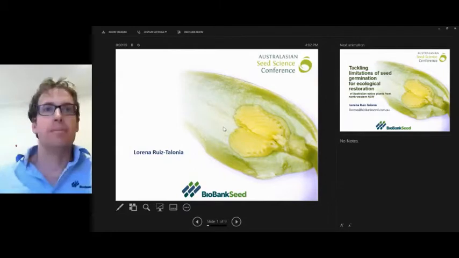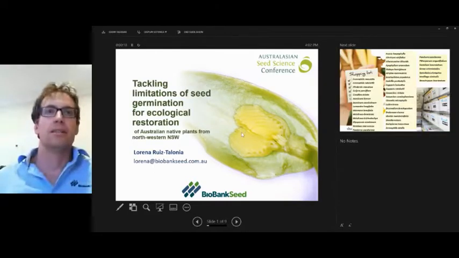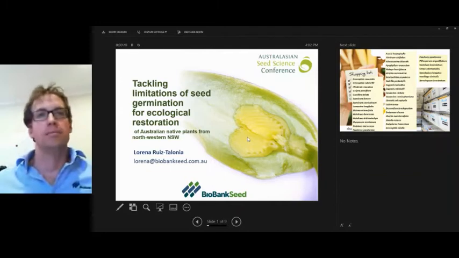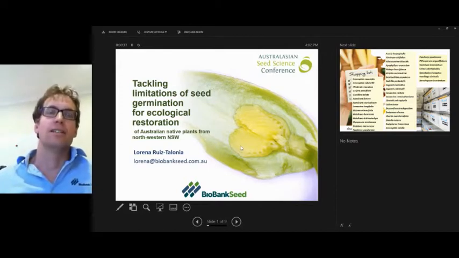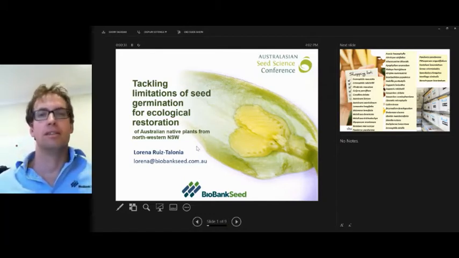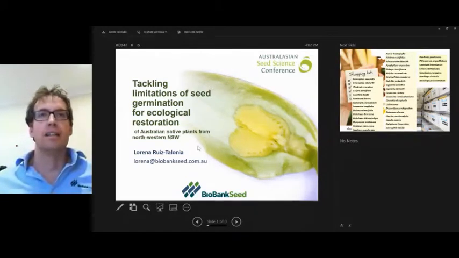Lorena and I both work at Biobank Seed, which is a privately run seed bank and research laboratory located in Duval in New England, New South Wales. A lot of the work we do is for large-scale ecological restoration and seed research. So a lot of the places we actually work are in northwestern New South Wales, in the Gunnedah Basin, that sort of area, mainly dealing with mine site rehabilitation.